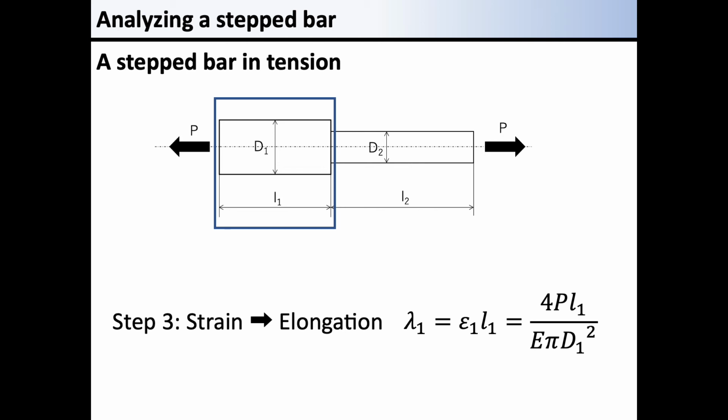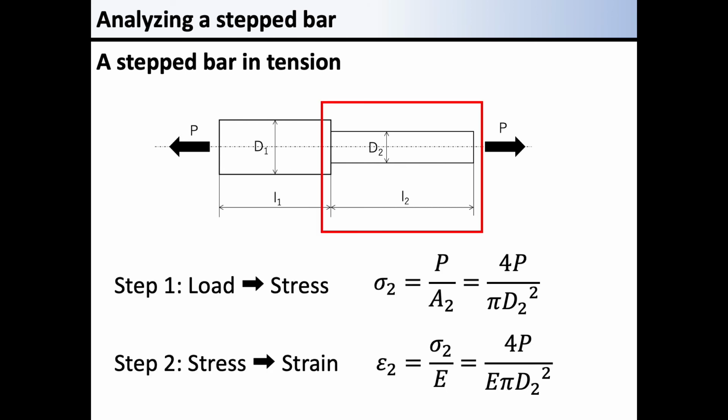Elongation, in the case of this problem, is generated from a uniform strain in the longitudinal direction. That is because the left and right sections have constant diameter, respectively. So, by multiplying the strain by the original length or the length of the bar, we get the elongation. So, now we have obtained the elongation on the left side of the stepped bar.